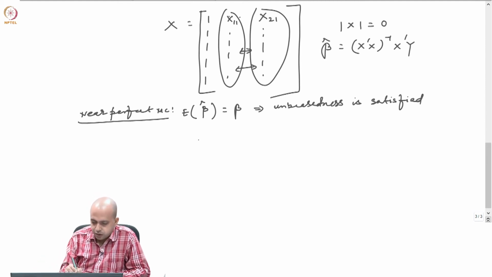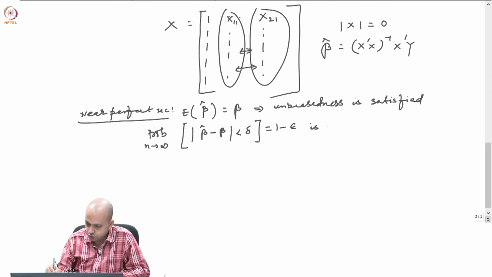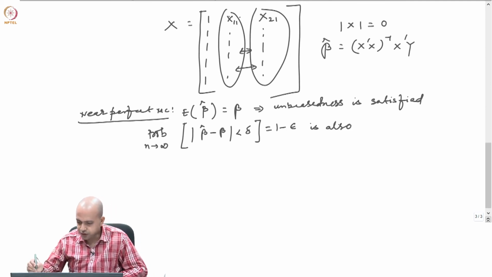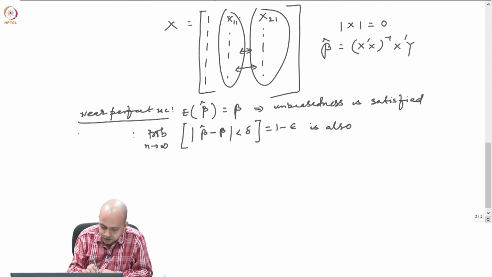And the difference between beta hat and beta, the probability of getting such a beta hat when n tends to infinity equals 1 minus lambda, is also satisfied. So that means this is called unbiasedness, and what is this called? This is called the consistency property. So this is consistency.